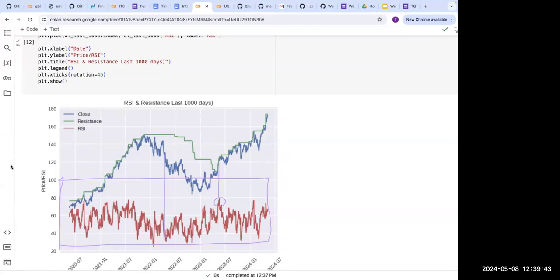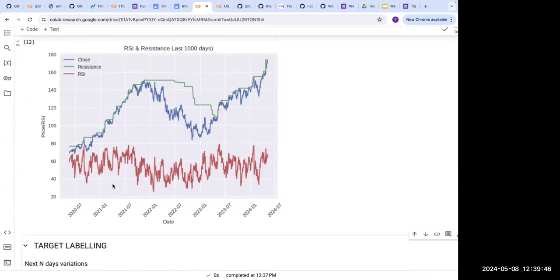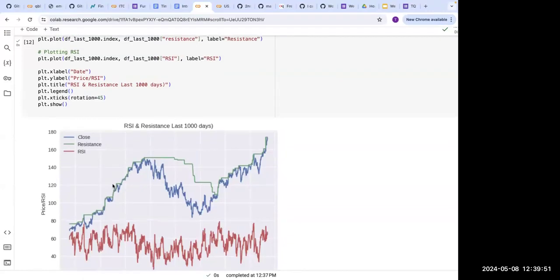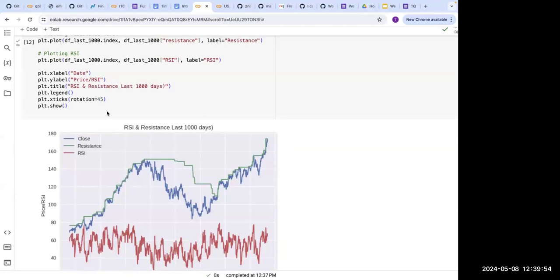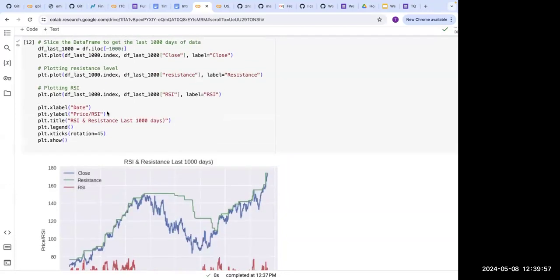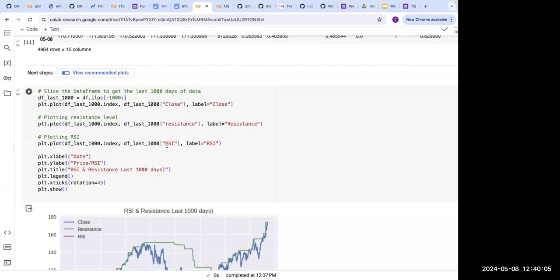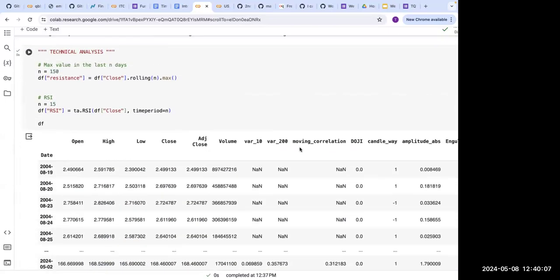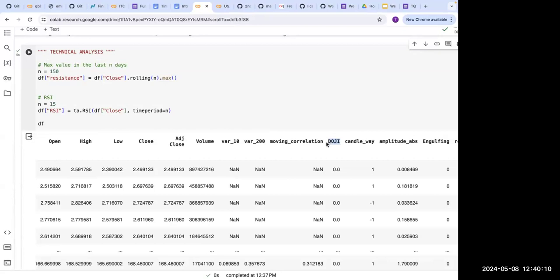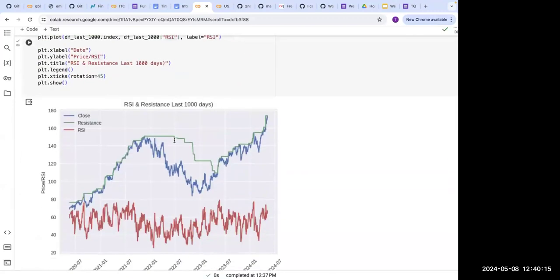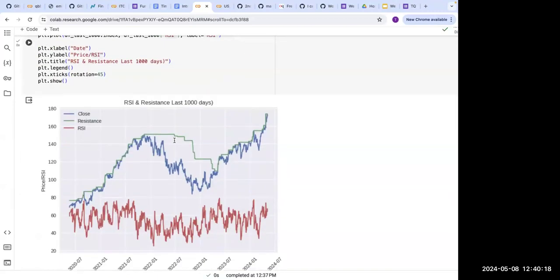I would encourage everyone to try simulating, let's say you invested $1,000 and use these indicators to make profit, right? You already have all the data created in this data frame. You have the resistance, you have the RSI, you have all the doji dates, engulfing dates. Now you can use these to find out how much profit you can make by using these strategies. It would be simple.